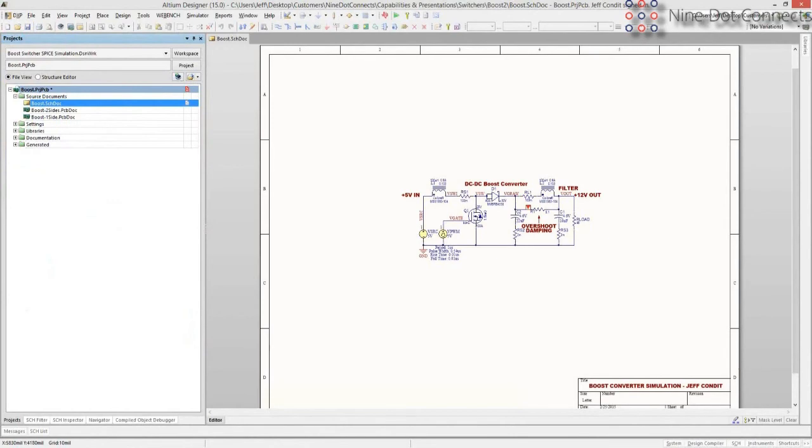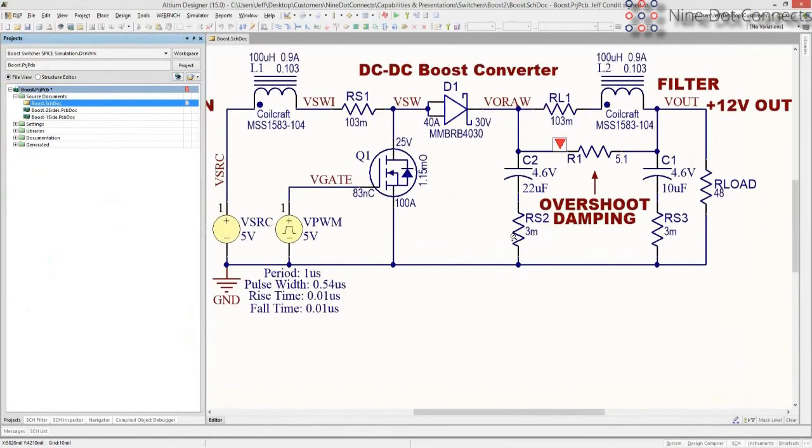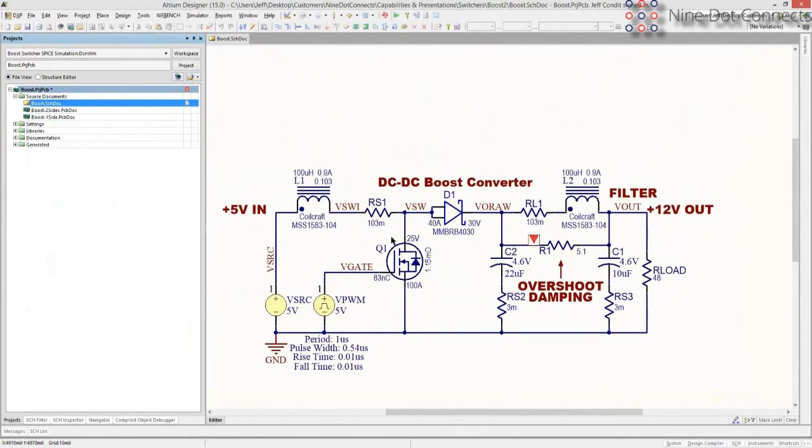Here's the classic boost topology. There's a bunch more topologies. We can talk about those on a later date. We need to take some questions, so if you have questions, please start sending them in. Again, with this one, Q1 turns on, building up the current through the input inductor. You turn Q1 off, and it squirts through the diode into the output capacitor.